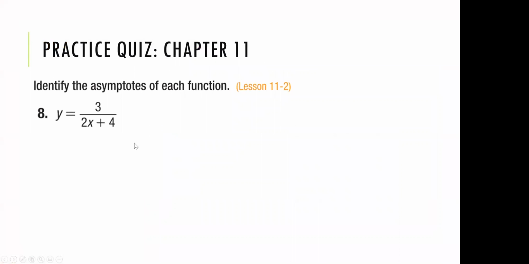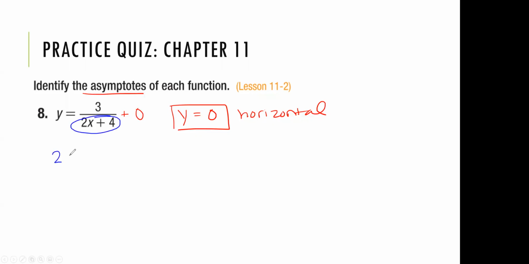So here we have a function, but nothing is being added, so our horizontal asymptote is going to be 0. So y equals 0. And it's asking you to identify the asymptotes. This is the horizontal asymptote. We also need the vertical asymptote, and that's where the denominator is equal to 0.